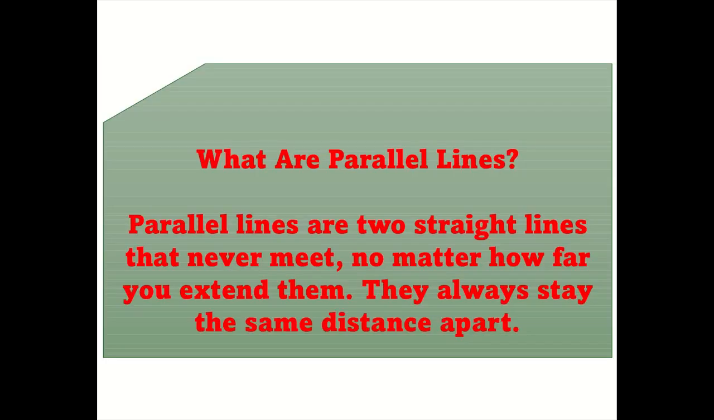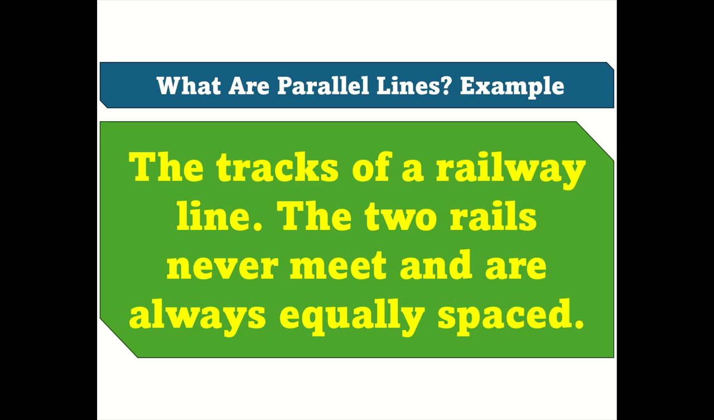What are parallel lines? Parallel lines are two straight lines that never meet, no matter how far you extend them. They always stay the same distance apart. Example: the tracks of a railway line. The two rails never meet and are always equally spaced.